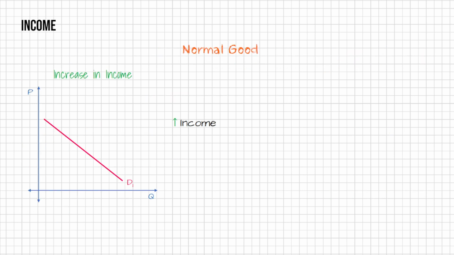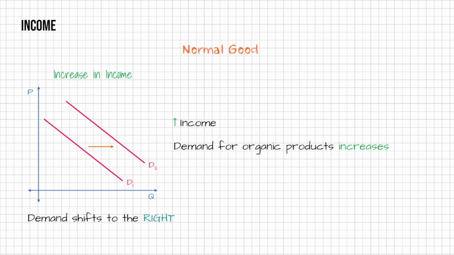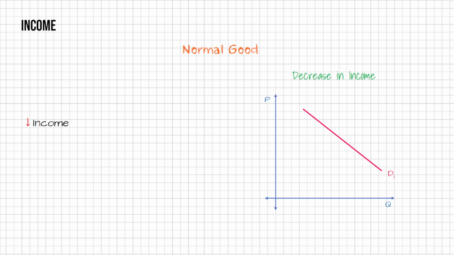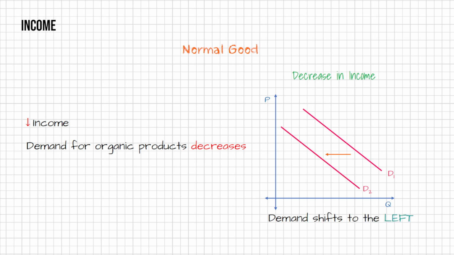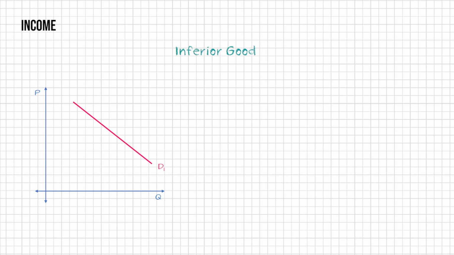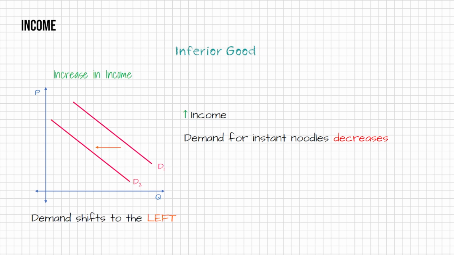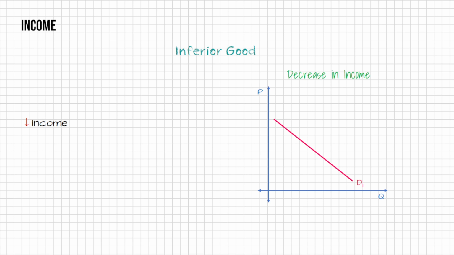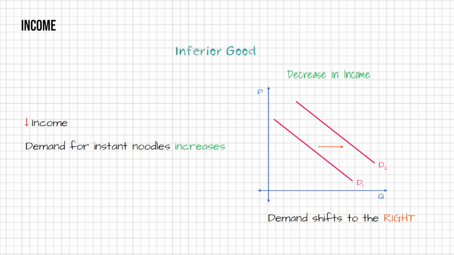So, if consumer income goes up, the demand for organic products increases, and it shifts to the right. But if income falls, it has a negative impact on the demand for organic products, and the demand shifts to the left. For inferior goods, it is the opposite. A rise in income has a negative impact on the demand for instant noodles. Then, the demand curve shifts to the left. While a drop in income increases the demand for instant noodles, and the demand curve shifts to the right.